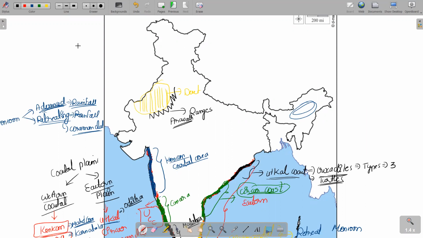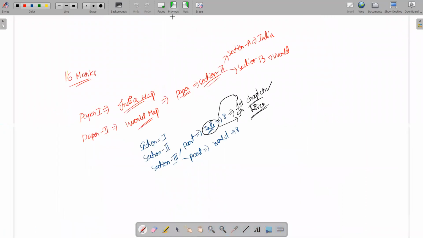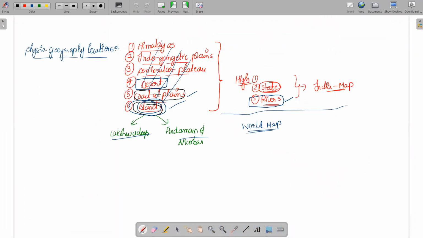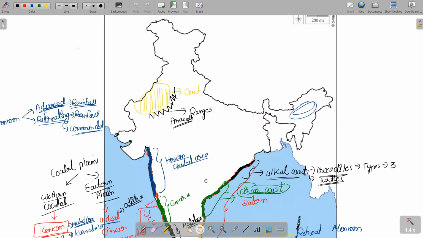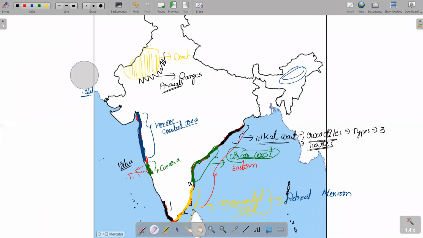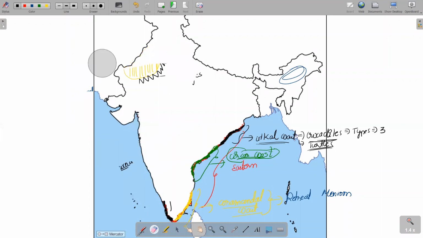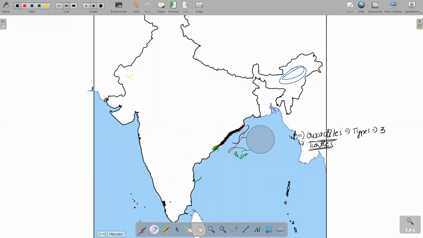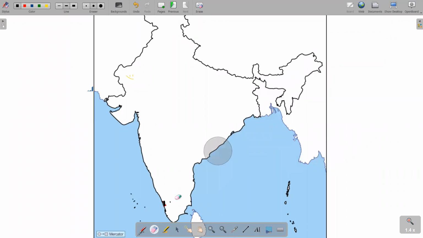Desert is also completed, and coastal plains completed, island completed, desert completed, and the next one is the peninsular plateau.